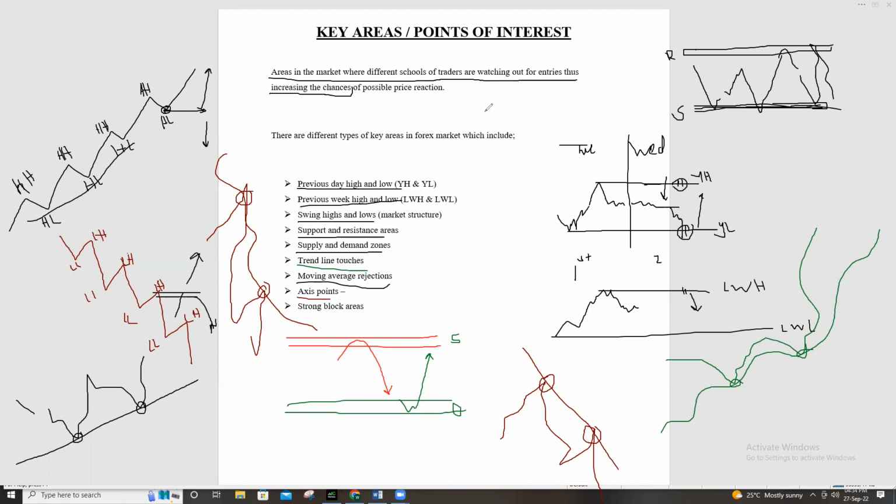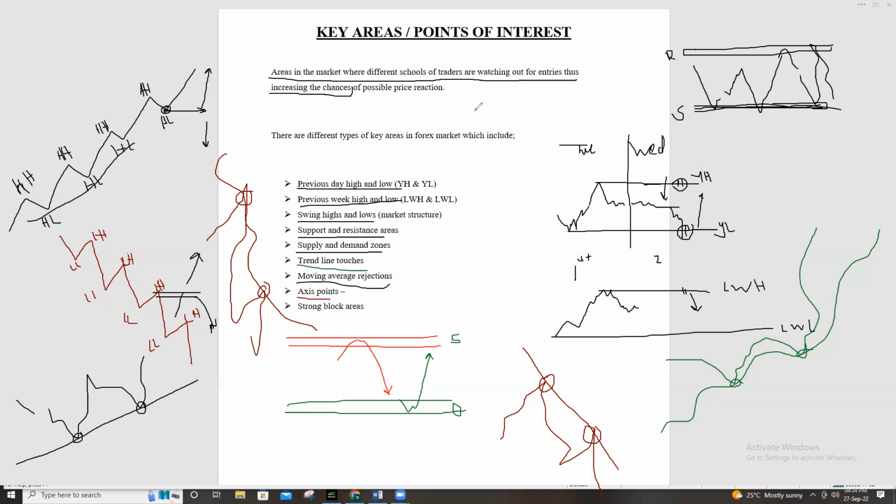So it has extra confluence. Remember, if you want to take the 99.9% probability trade, trade an axis point. For example, you open your USD CHF chart right now. The market is at an axis point. I'll show that when we get to the chart.